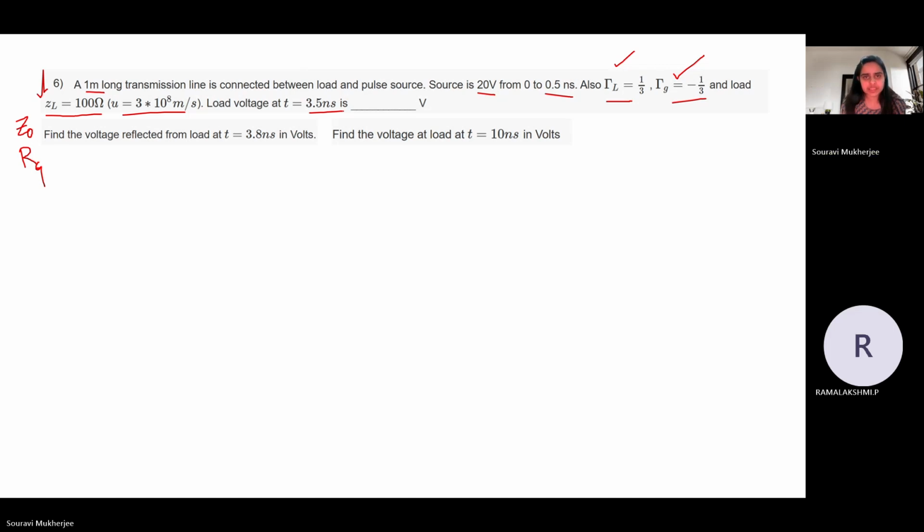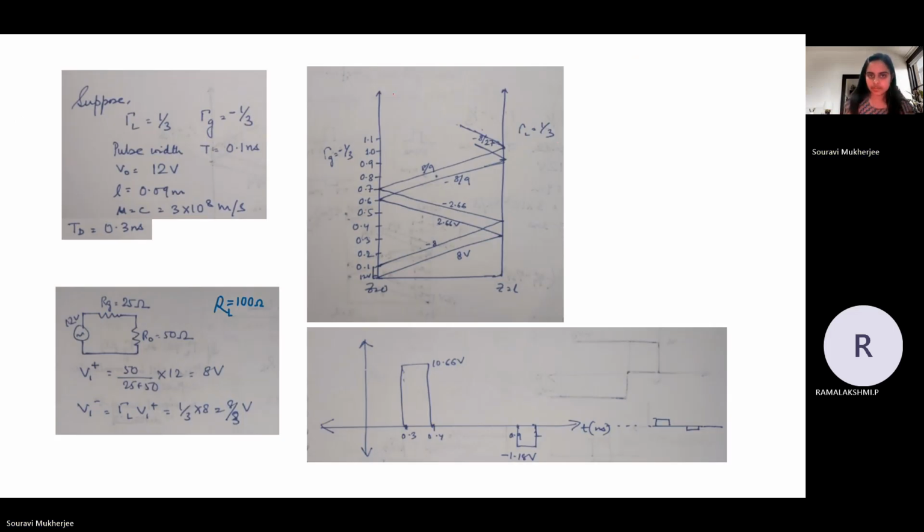Okay. That is how much. That's the question. Then it starts: find the voltage reflected from the load at some 3.8 nanosecond, or what is the voltage at 10 nanosecond? So for all these kinds of questions that you have to find, you have to make diagrams like this, right?